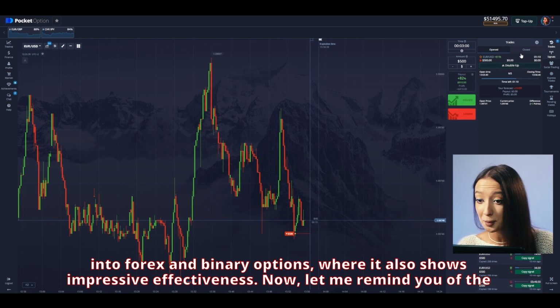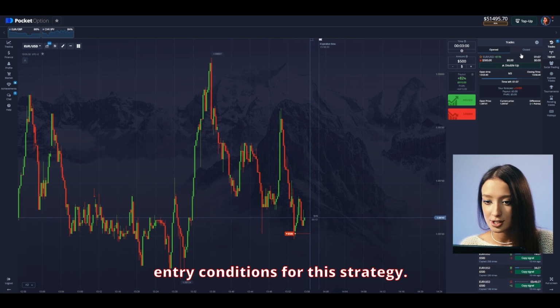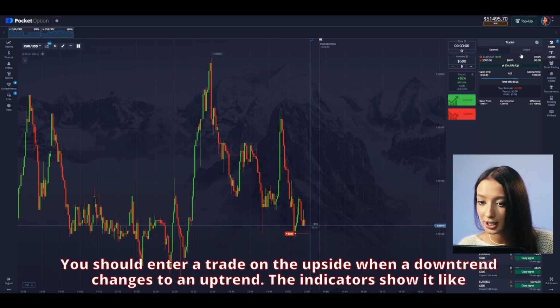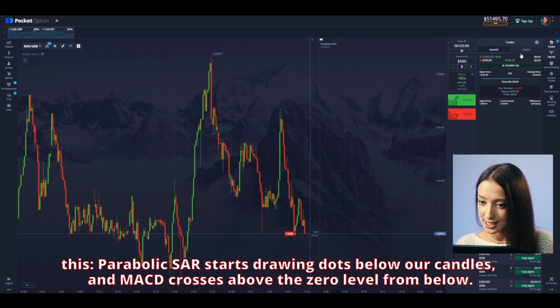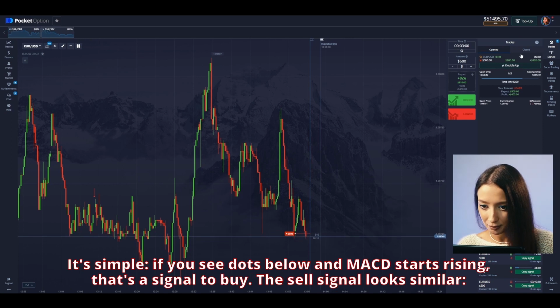Now, let me remind you of the entry conditions for this trade. You should enter a trade for an upside when the downtrend changes to the uptrend. The indicators show it like this: parabolic SAR starts drawing dots below our candles, and MACD crosses above the zero level from below. It's simple. If you see dots below and MACD starts rising, that is a signal to buy.